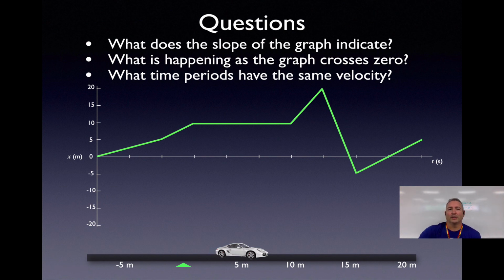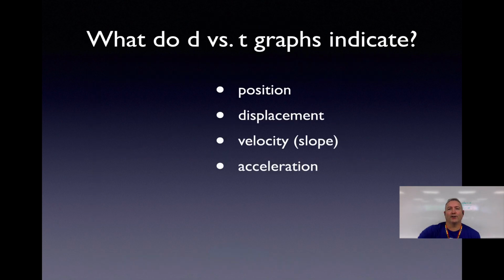Now, position versus time graph has the most information of any type of motion graph. We call it D versus T or X versus T, displacement versus time graph, or position versus time graph. It tells you where an object is. It tells you its displacement. So if we compare where it is compared to where it was, and it tells you its velocity, which is actually the slope of the graph at any point in time. It also tells us acceleration. So think about what it would look like if it was accelerated.